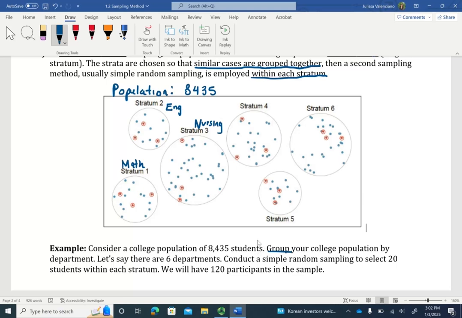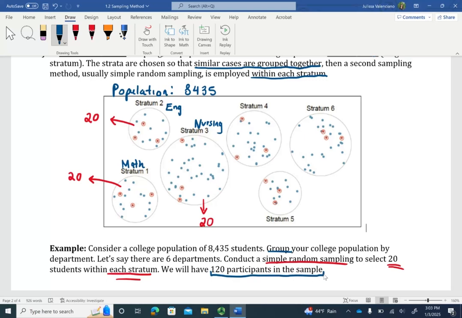Once you have the population separated into 6 departments, you would conduct a simple random sample to select 20 students from each stratum. That means we would be randomly selecting 20 students from the math department, 20 students from the English department, 20 students from the nursing department, and so on. Notice 20 times 6 is going to give us 120 participants in our sample.